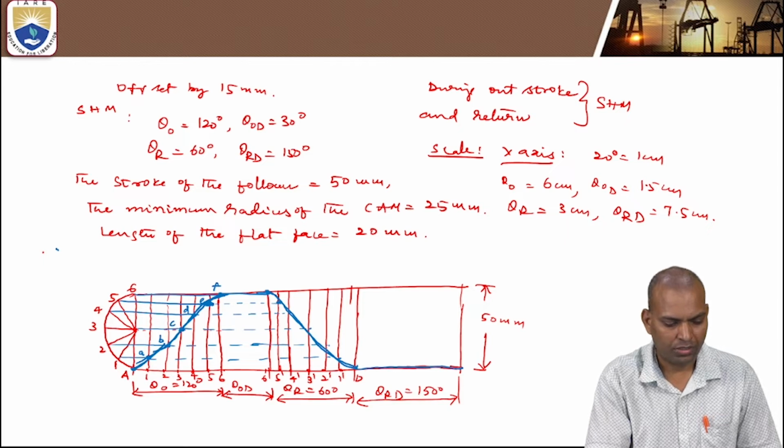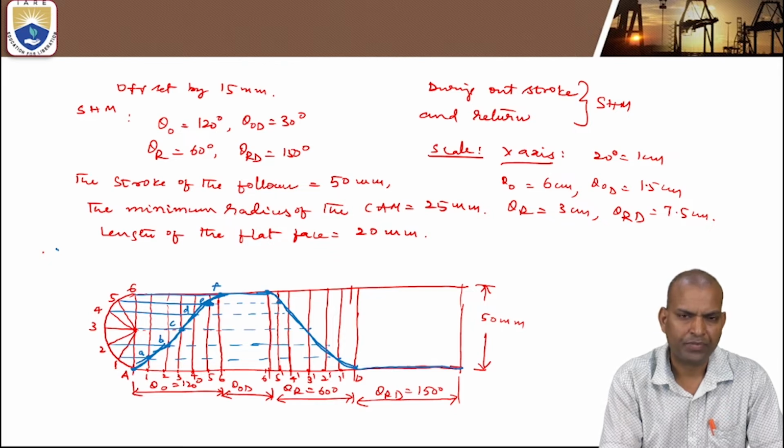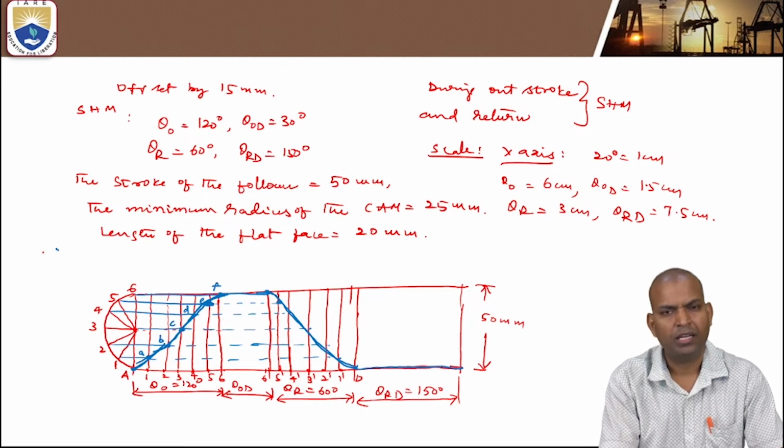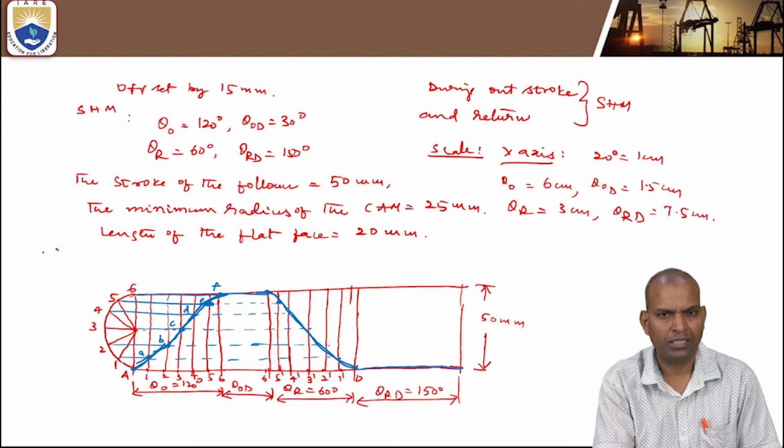Now once again, what is the first step? First you have to take the scale and identify the outstroke, dwell after outstroke, return stroke, and the angle of rotation of the dwell during return stroke. After identifying, convert into the scale and draw the x-axis and y-axis, complete the rectangle on top and bottom, and divide the lift, the stroke of the follower, into a semicircle and divide it into an even number of equal parts.